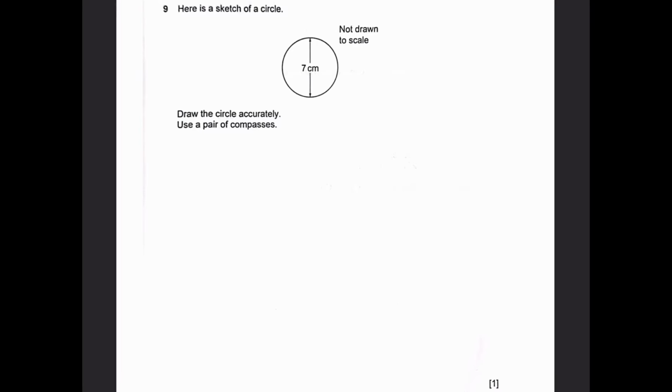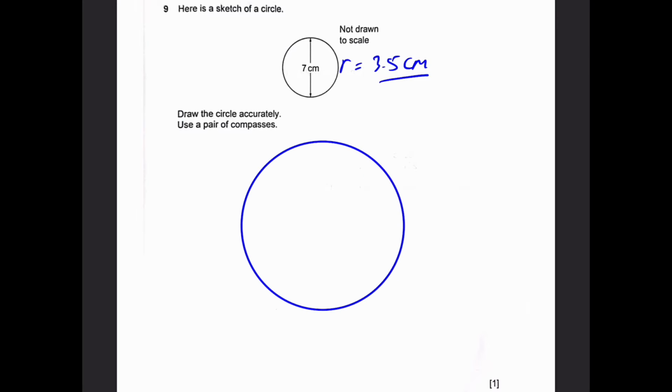So if the diameter is 7 centimeters, the radius is 7 by 2, which is 3.5 centimeters. Now you can take a compass length 3.5 centimeters and simply draw a full circle. It will look something like, for example, that, with the compass needle placed here, and then this radius over here is 3.5 centimeters. That's the answer.